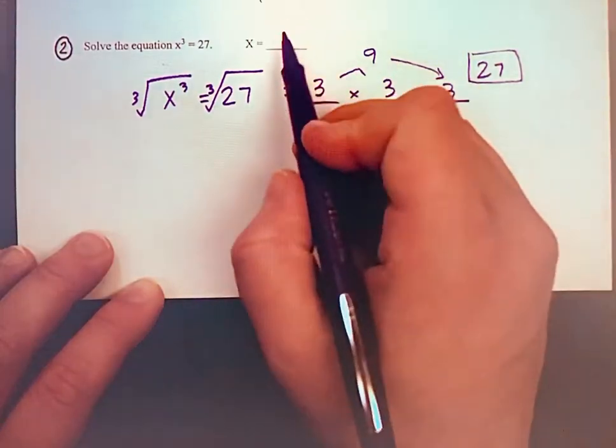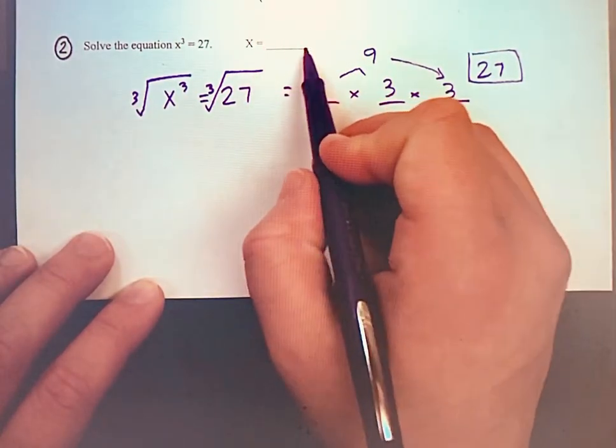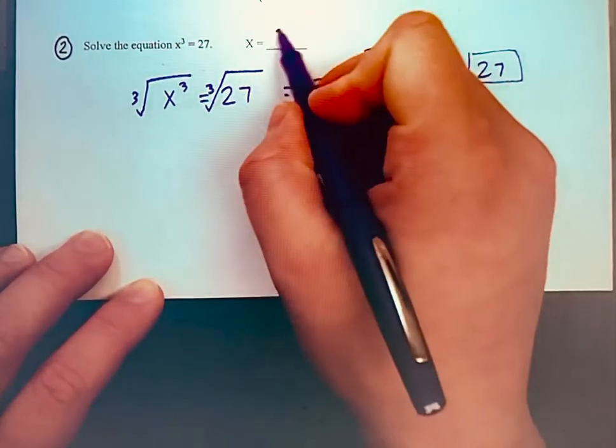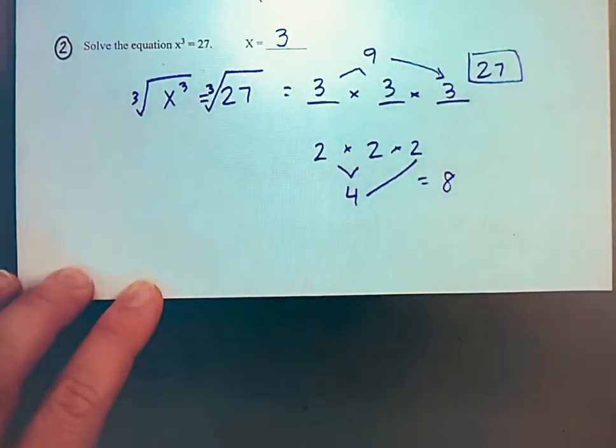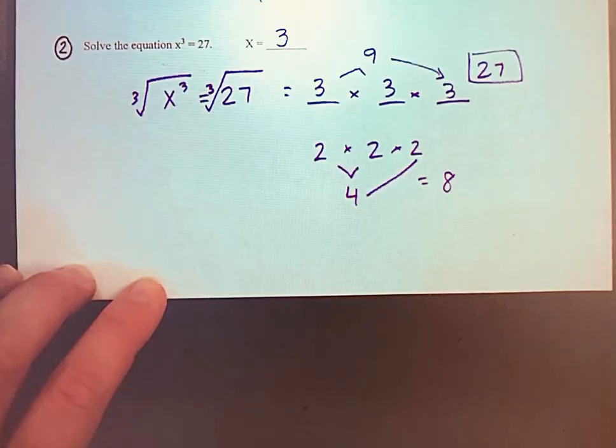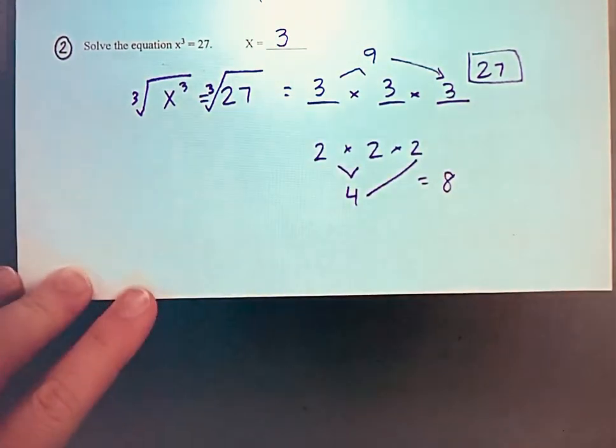So you should have put in this box or on this line 3. Sometimes on the LEAP test they'll say enter your answer in the box. Sometimes there'll be multiple choice like the first one. So we try to do a mixture of everything.